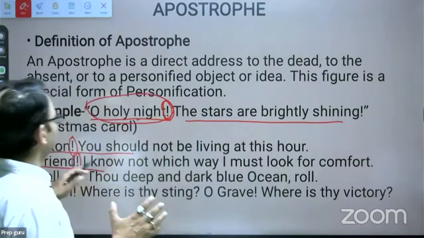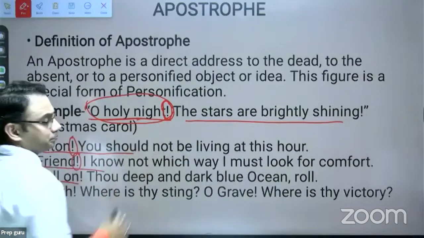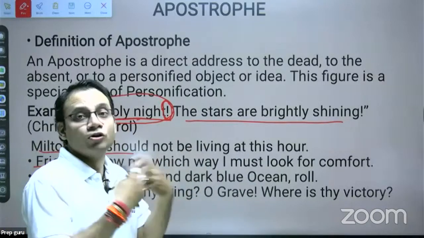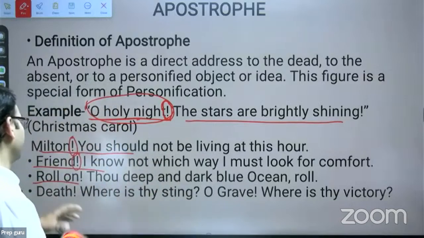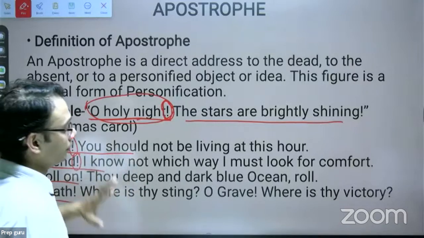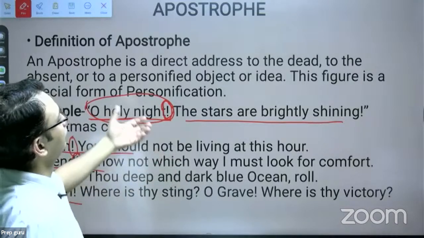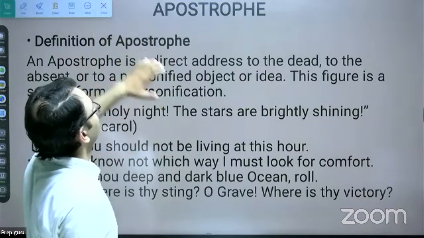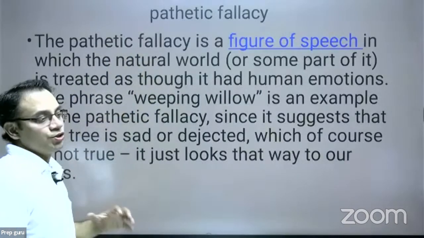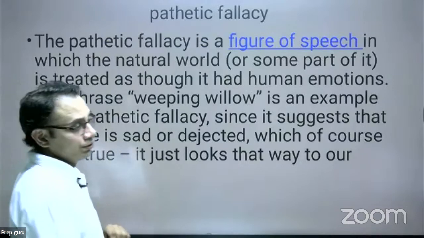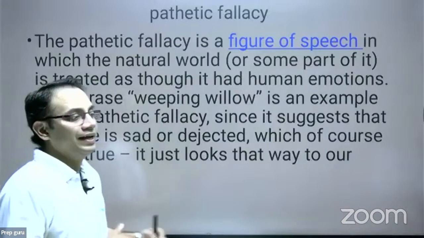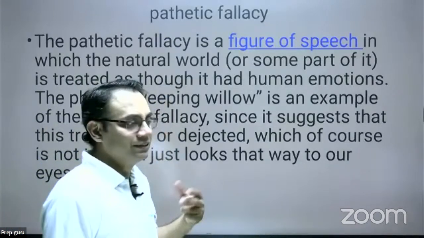So see the main thing. The main thing is when you are communicating with non-humans: oh holy night, oh sun, oh moon, death, where is thy sting, oh grave. This is the method of apostrophe. Now the next thing is pathetic fallacy. Pathetic fallacy, I told you, shows emotions. So I said, for example, the angry sea. You can write this as an example, the angry sea.